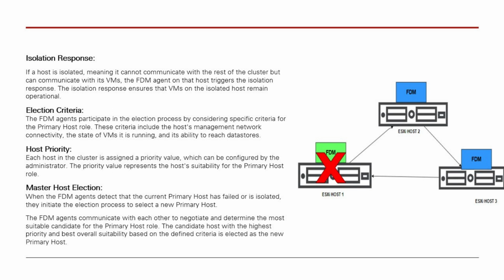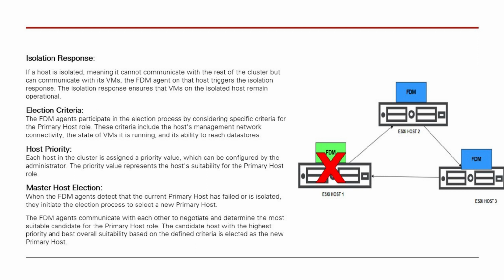Isolation response. If a host is isolated, meaning it cannot communicate with the rest of the cluster but can communicate with its VMs, the FDM agent on that host triggers the isolation response. The isolation response ensures that VMs on the isolated host remain operational. Election criteria. The FDM agents participate in the election process by considering specific criteria for the primary host role. These criteria include the host's management network connectivity, the state of VMs it is running, and its ability to reach datastores.